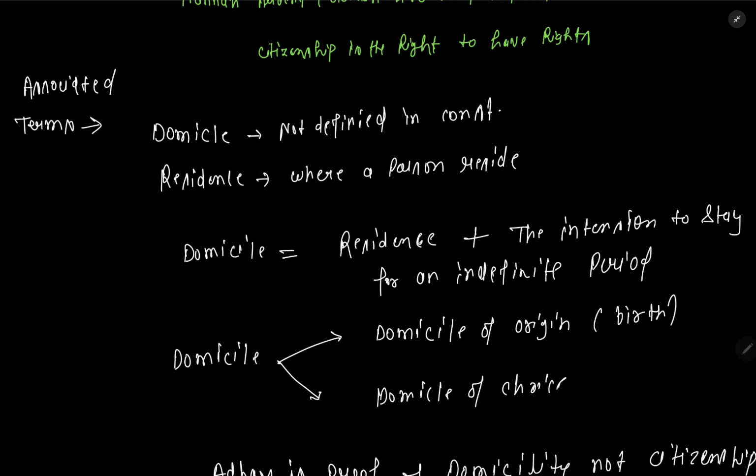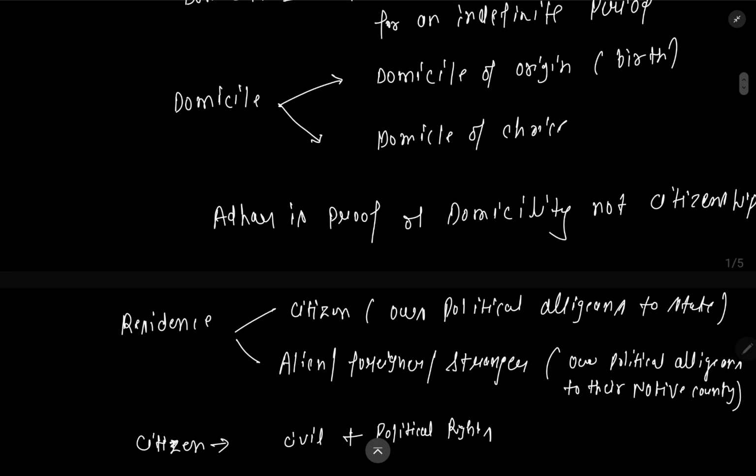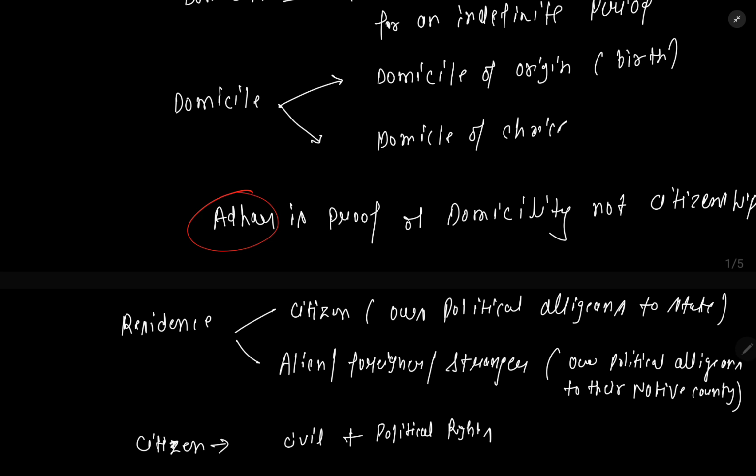Now moving forward, there's a term known as Aadhar. Now what is Aadhar? You got the definition of the domicile, you got the definition of the residence. Now what is Aadhar? So Aadhar is the proof of your domicile, not the citizenship.